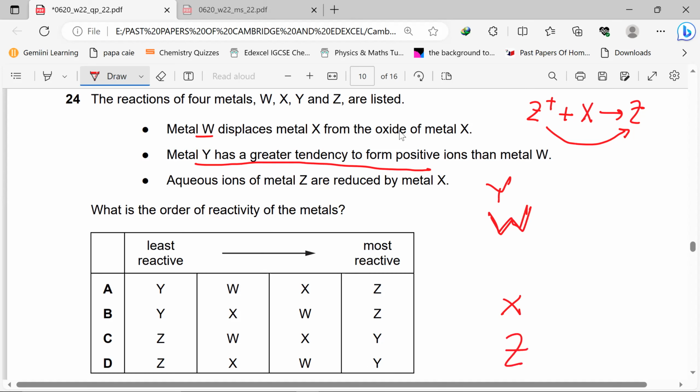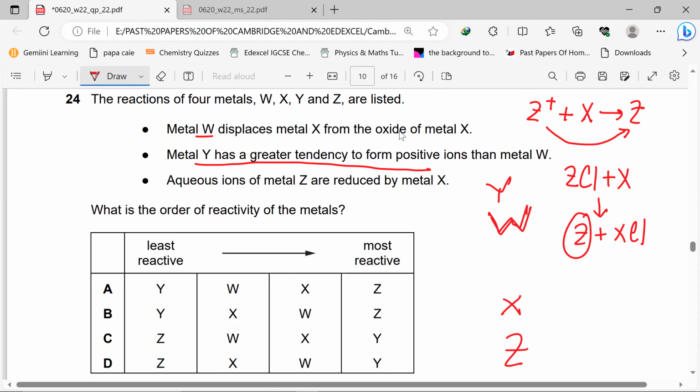So I'm saying this again, aqueous ions of metal Z. If it is, for example, Z chloride plus X, then what will form? Z plus XCl. Do you understand? So Z is displaced. Who displaced Z? Definitely X. So X is more reactive than Z. That's why X is able to displace Z from Z chloride. So that is how it happens.